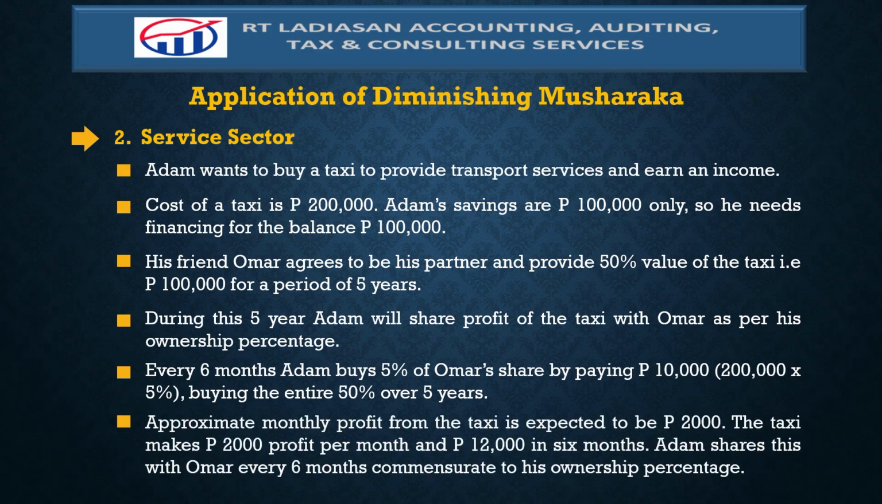The approximate monthly profit from the taxi is expected to be 2,000 pesos. The taxi makes 2,000 profit per month and 12,000 in 6 months. Adam shares this with Omar every 6 months, commensurate to his ownership percentage. Subsequently, the diminishing Musharaka principle applies, as well as the profit or loss distribution. So this is the application of diminishing Musharaka with regard to the service sector.